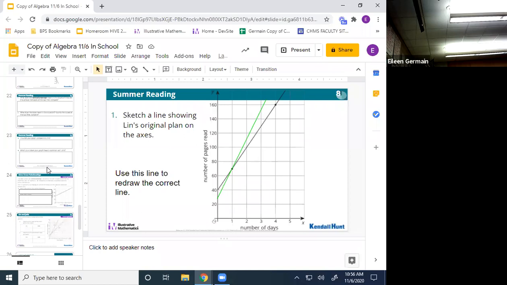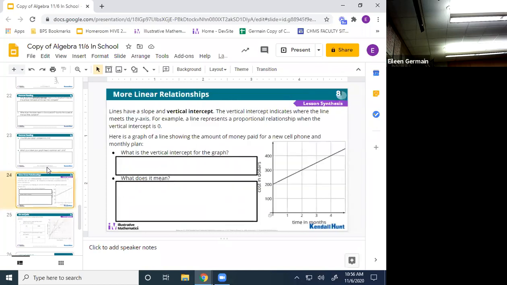Okay. So we have our activity synthesis for today. Let's look at the closing summation of this lesson. Lines have a slope and a vertical intercept. The vertical intercept indicates where the line meets our y-axis. A line represents a proportional relationship when its vertical intercept is 0. When we meet at the origin, it is proportional.